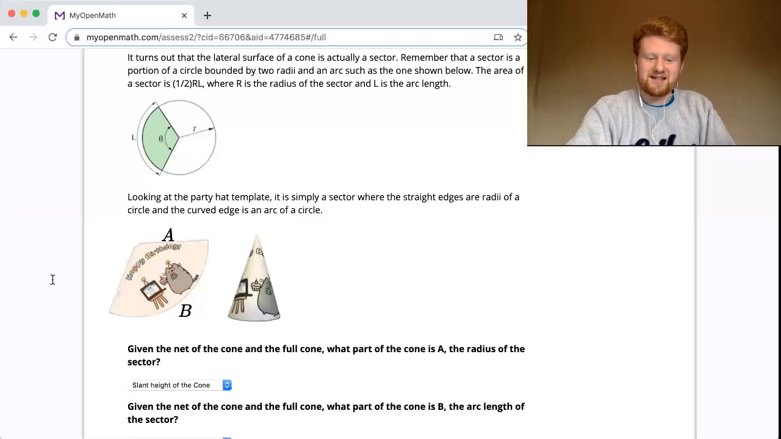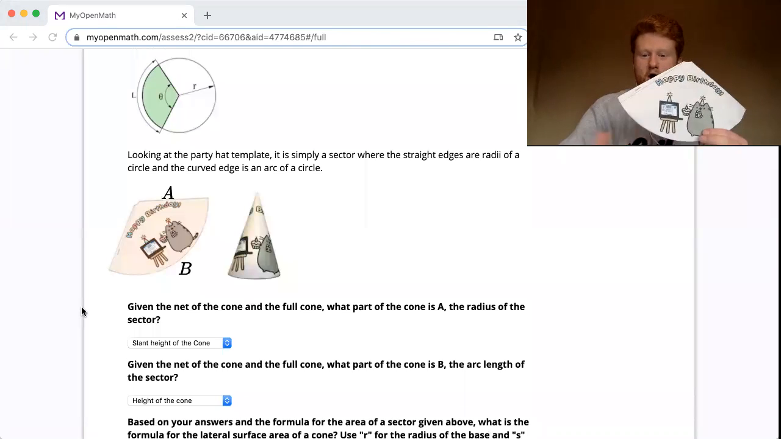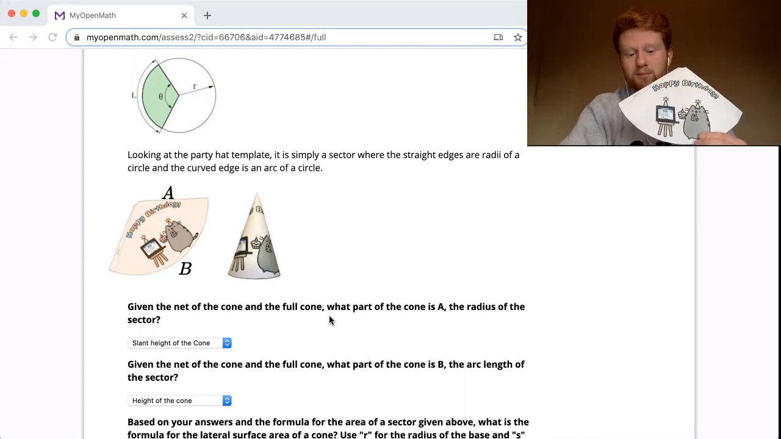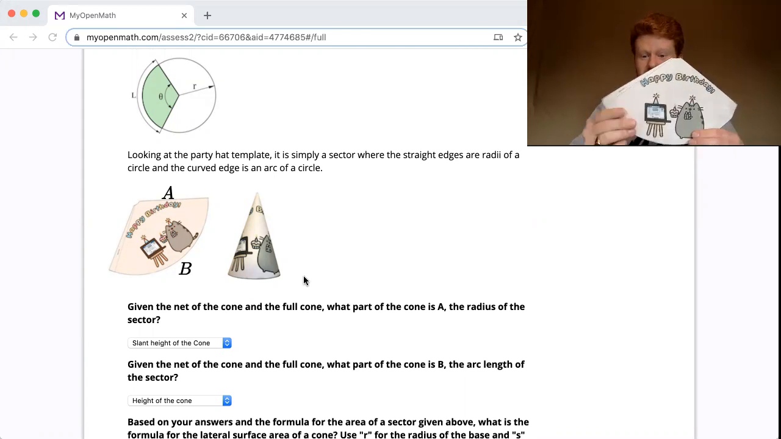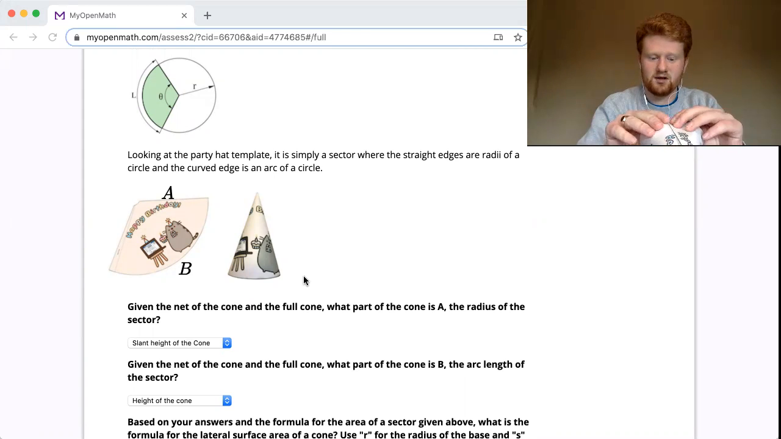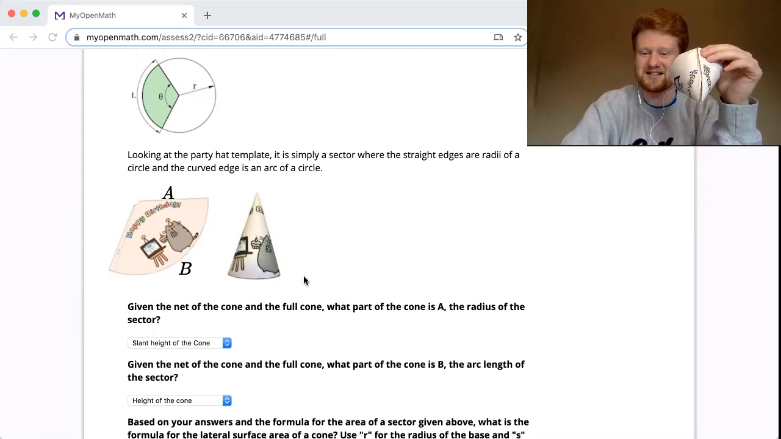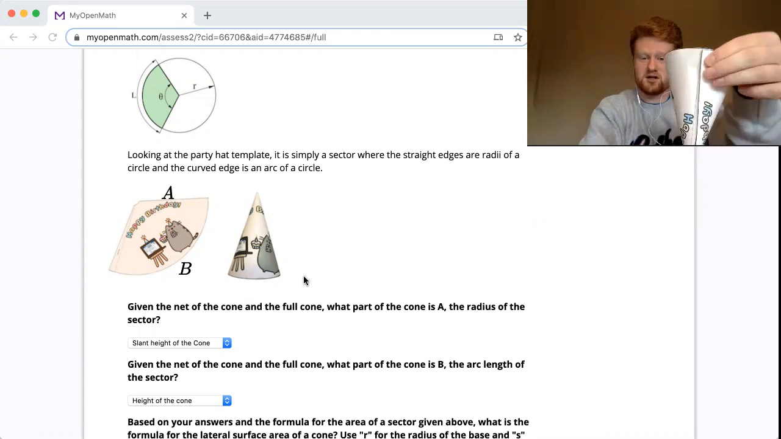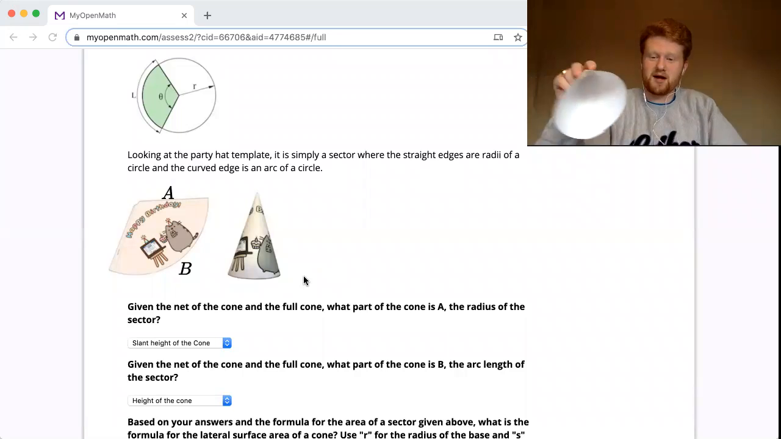So the key to that is to take those two parts of the sector that are important, radius and arc length, and decide what we would call that when we roll it up. So first, given the net of the cone and the full cone, what part of the cone is A, the radius of the sector? So they're saying, what is this radius when we roll it up into a cone? So let's roll it up. And you'll notice that those two radii lay on top of each other. And we now have a line extending from the vertex of the cone down to part of the circle. You can see it a little better here.